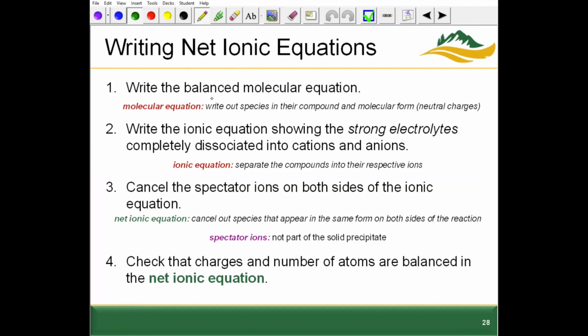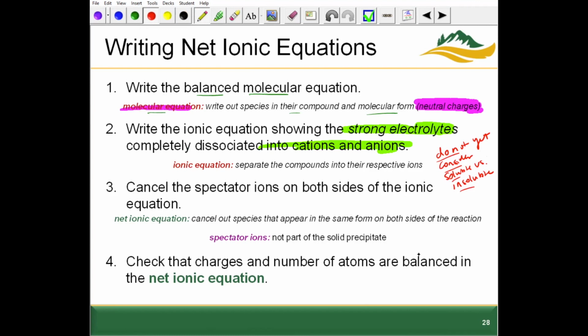First, we're going to write out the balanced molecular equation. Remember, the molecular equation is to write out the species in their compound and their molecular form. Really importantly, for these molecular equations, we're sticking with neutral charges. We do not show the respective ions yet in their charged form, so everything is neutral here in our molecular equation. Next, write out the ionic equation showing the strong electrolytes as completely dissociated into cations and anions.